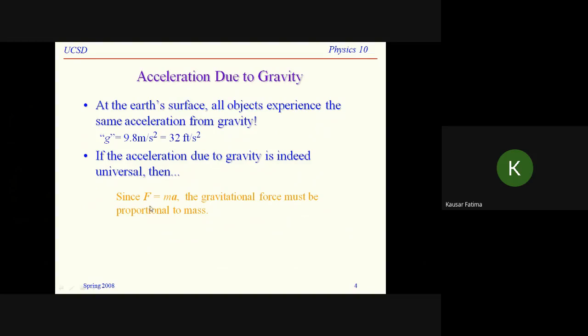Okay, so greater acceleration will be caused on the objects which fall on the surface of Jupiter, because Jupiter will have greater gravity due to its greater mass. So F is equal to ma, that is, the gravitational force must be proportional to mass. So a will be constant.